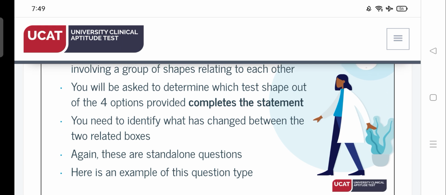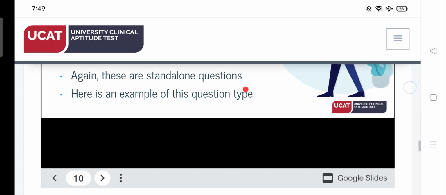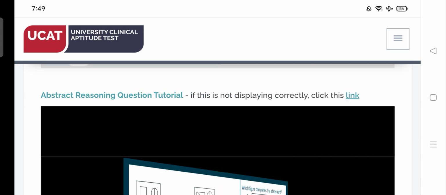Then they will ask you to determine which test shape out of the 4 options given to you completes the statement, which completes the group of shapes. So you have to identify the shape from the 4 answer options which is related to the group of shapes. Again, these are standalone questions, and here we have an example of this question type.